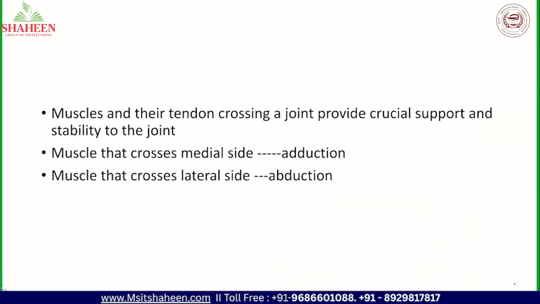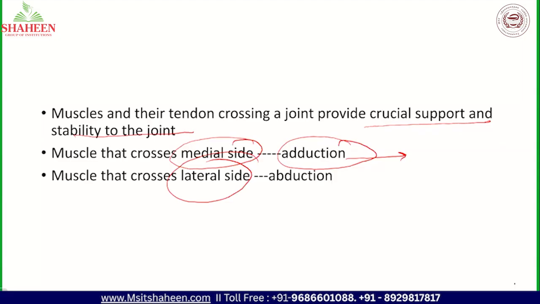Next, muscles and their tendons crossing a joint provide crucial support and stability to the joint. If the muscle crosses the medial side, the major function of that muscle will be adduction. And the muscle that crosses the lateral side, the major function will be abduction. I think you all know about the adduction and abduction actions, right?